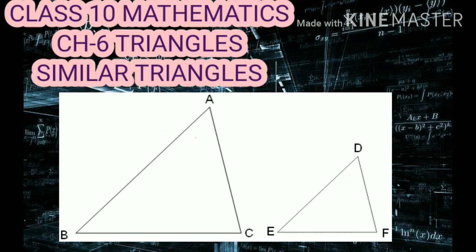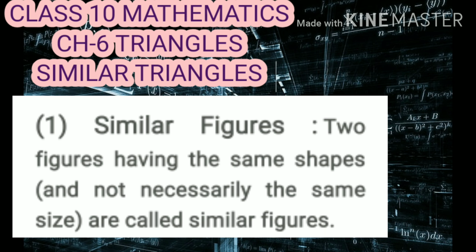Children, today we will discuss similar triangles under the topic triangles. Now we will discuss similar figures. Children, two figures having the same shapes but not necessarily the same size are called similar figures. Or in other words, we can also say that the figures having the same shape but different sizes are called similar figures.